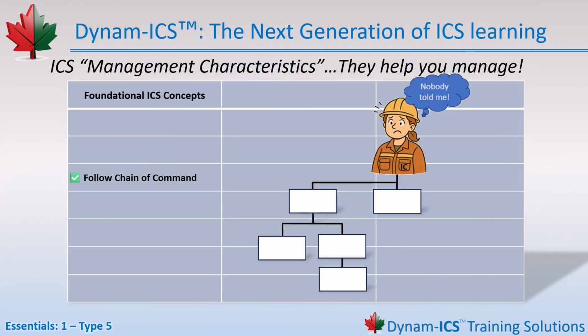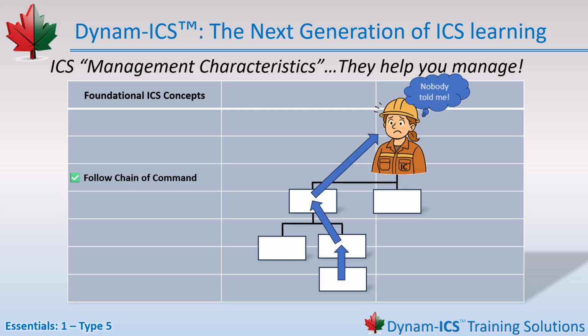Let's talk about following the chain of command, one of the simplest concepts in ICS and one of the most important. The chain of command defines who reports to who. It keeps communication clear, accountability strong, and decisions flowing in the right direction. When people skip the chain, jumping over supervisors or freelancing decisions, confusion spreads fast. Messages get lost, tasks get duplicated, and suddenly you hear the classic line, "Nobody told me."